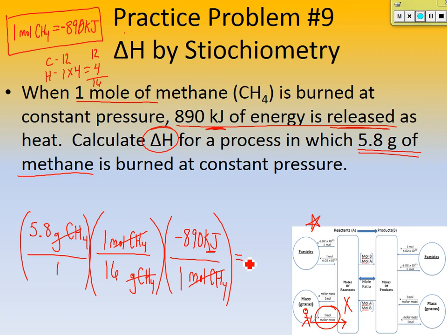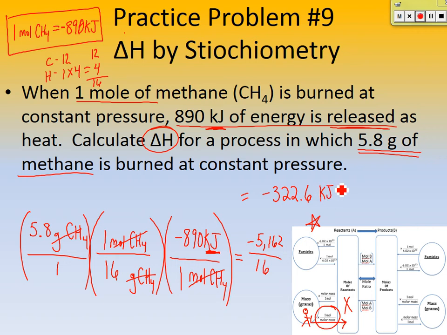So 5.8 times negative 890 is a negative 5,162. And on bottom we got 1 times 16 times 1. So let's divide it by 16. And I'm getting this answer, I'm going to put it up here, a negative 322.6. And my units are going to be kilojoules here.